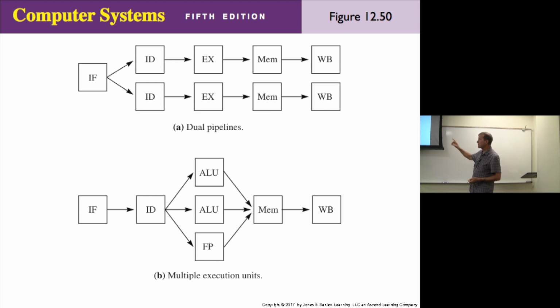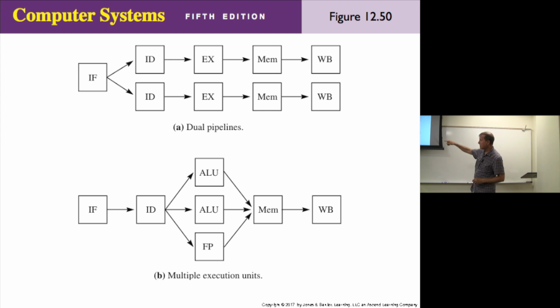And let's assume, for the sake of illustration, that the propagation delay of each one of those is like three times what the normal propagation delay is for the other stages. All right? So now when you imagine the execution with multiple execution units, the executions are staggered. So here's what would happen, taking it from the top.